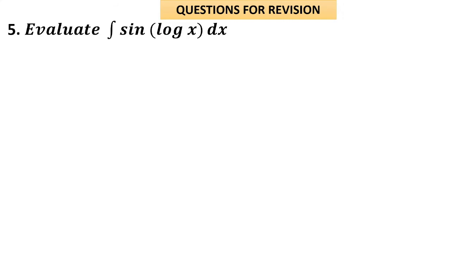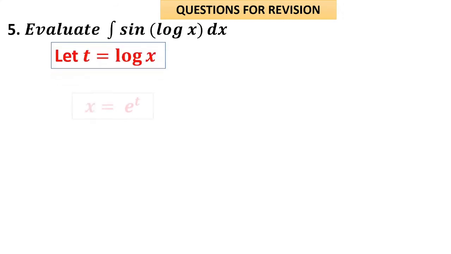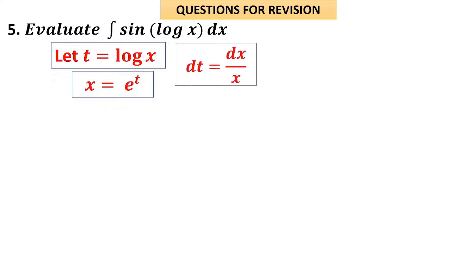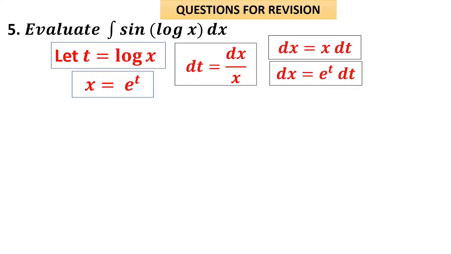But we can convert it into exponential and trigonometry by taking the substitution t as log x. x will be e power t, by raising to the power of e on both sides. And dt will be dx upon x, as t is equal to log x. Now what is dx? x dt. Therefore dx is equal to e power t dt. Substitute now sin of log x into dx. Sin log x is sin t and dx is e power t dt.